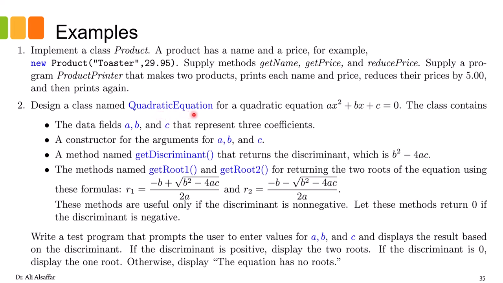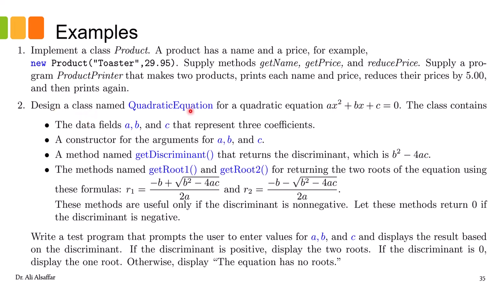Named quadratic equation. For a quadratic equation, ax squared plus bx plus c equal to 0, the class contains the following data fields. It consists of a, b, and c as the three coefficients. And you know that this is a quadratic equation. If it is equal to 0, we need to find the value of x that makes this equation equal to 0. In fact, since this is a quadratic, the maximum number of values for x will be 2, and these are called roots.